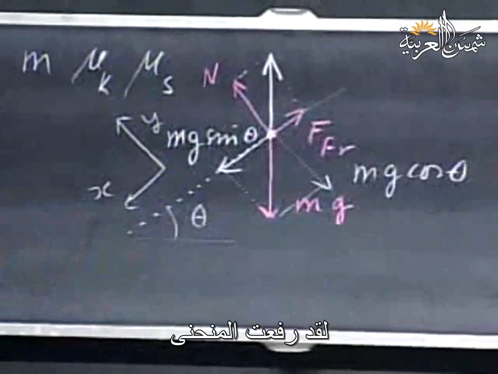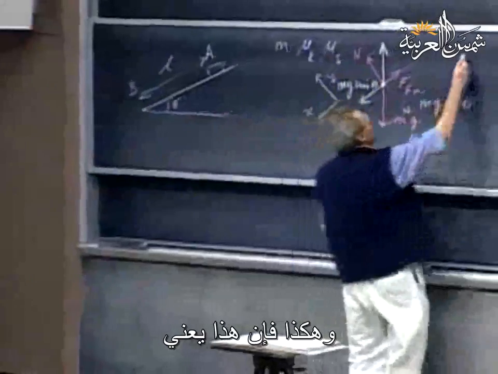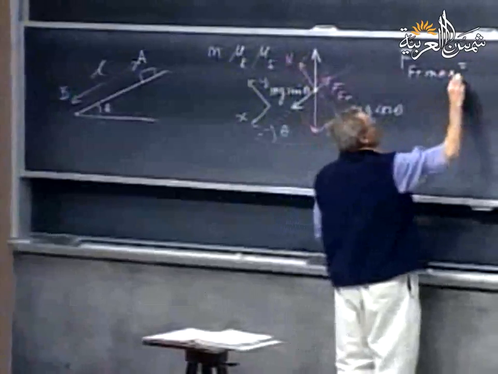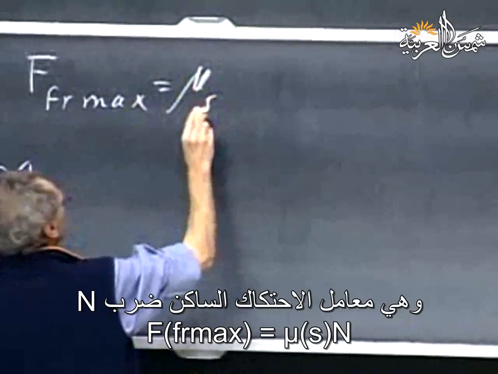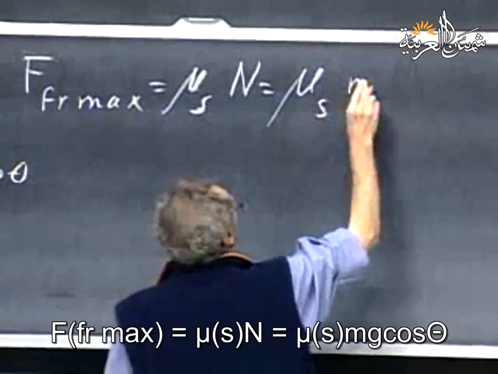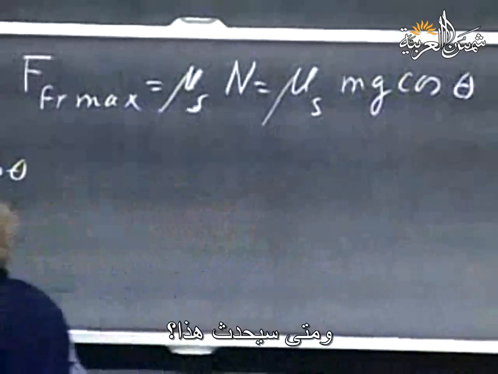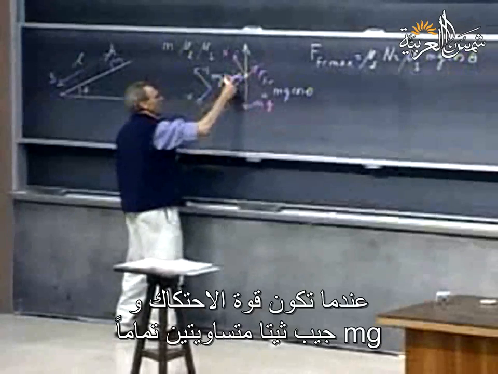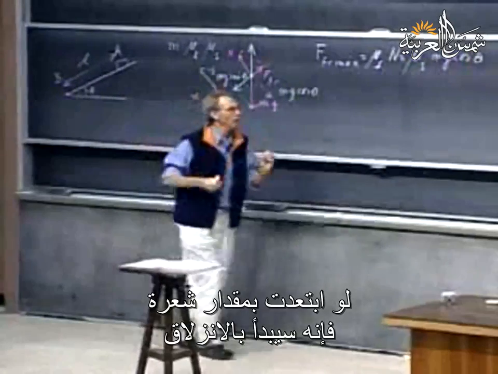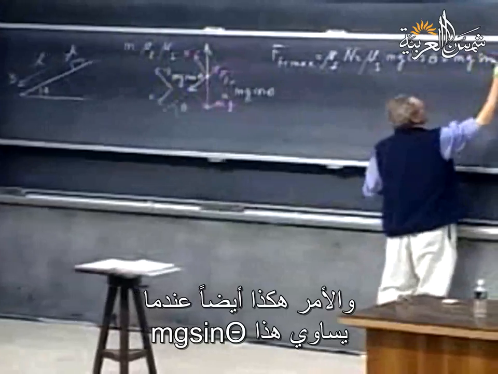I lifted up the incline to the point that it is just about to start sliding, and so that means that the frictional force is the maximum value possible, which is the static friction coefficient times N, and therefore that is mu s times mg times the cosine of theta. And when will that happen? When the frictional force and mg sine theta are exactly equal. If I go then one hair further, it will start to slide. And so that's the case when this equals mg sine theta.